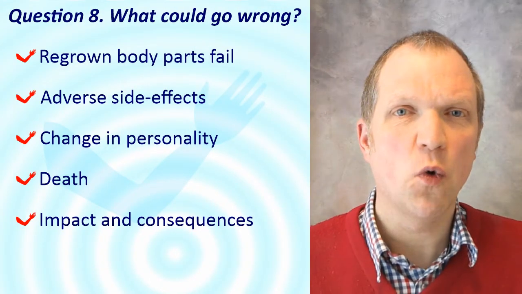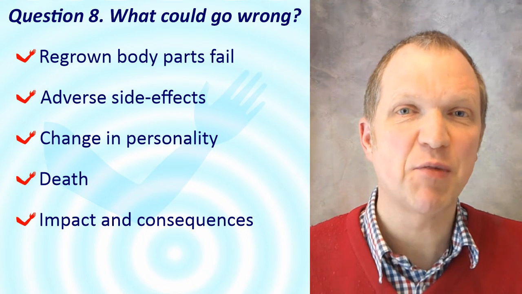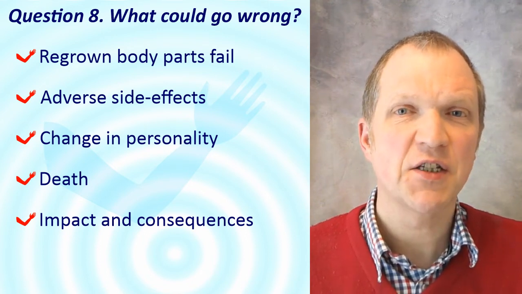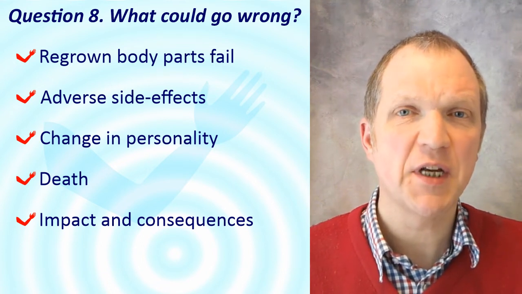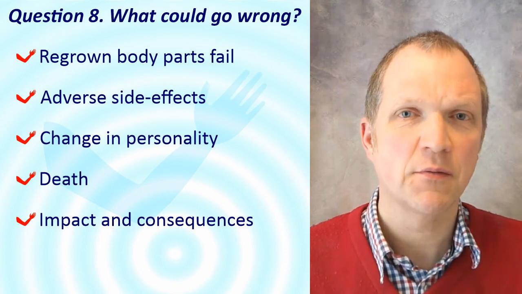Question 8. What could go wrong? Could the regrown body parts fail somehow? For example, they grow too large or too small, or they age prematurely. Could they have adverse side effects, such as damaging other internal organs? Could regrowing someone's brain change their personality and negatively impact on their relationship with their loved ones?